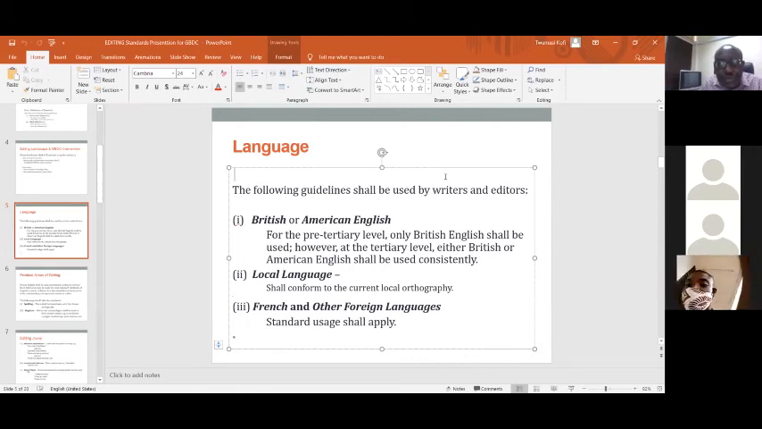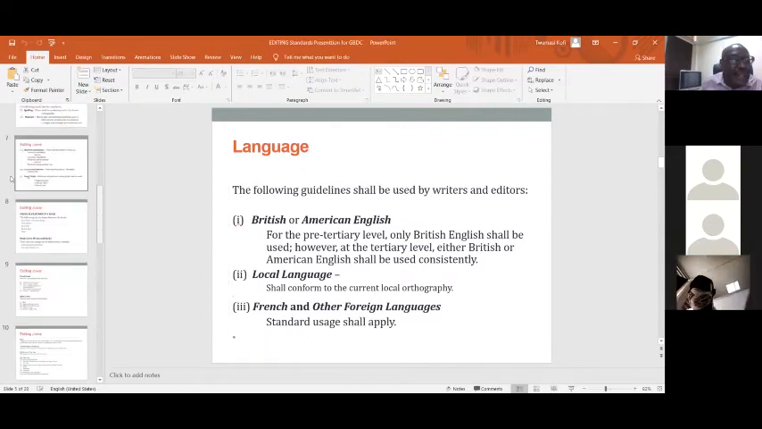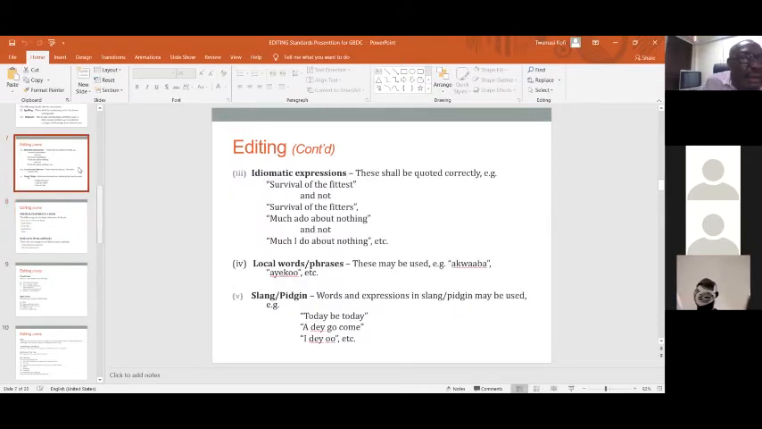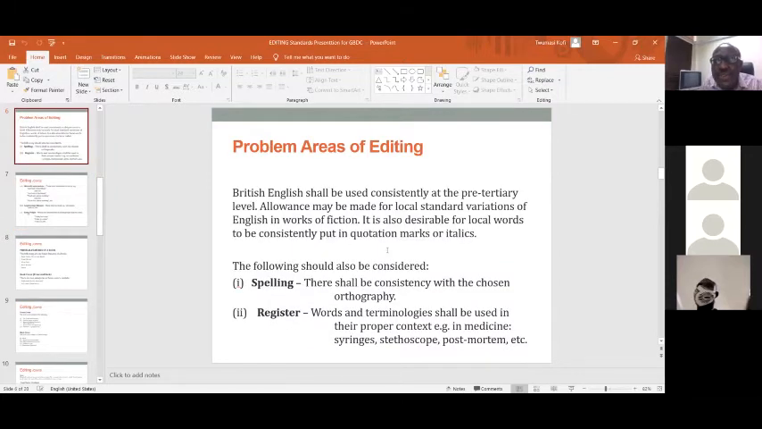Now, those of you doing books in French and other foreign languages, the standard usage should guide you. As I said, British English shall be used consistently at the pre-tertiary level. Allowance may be made for local standard variations of English in works of fiction. When it comes to works of fiction, you can make some allowances. It is also desirable for local words to be consistently put in quote marks, or if you like, you can put them in italics.